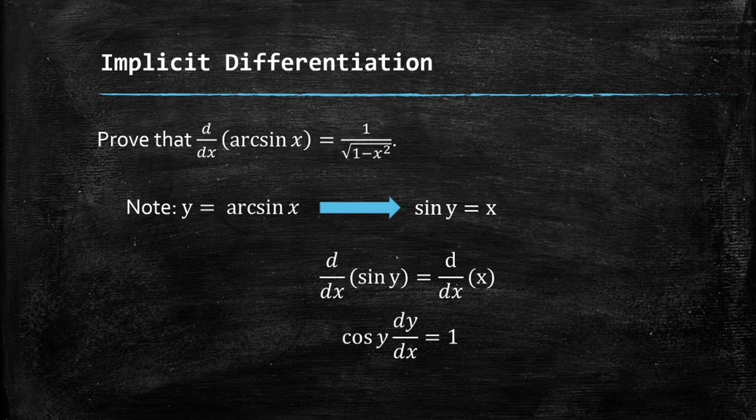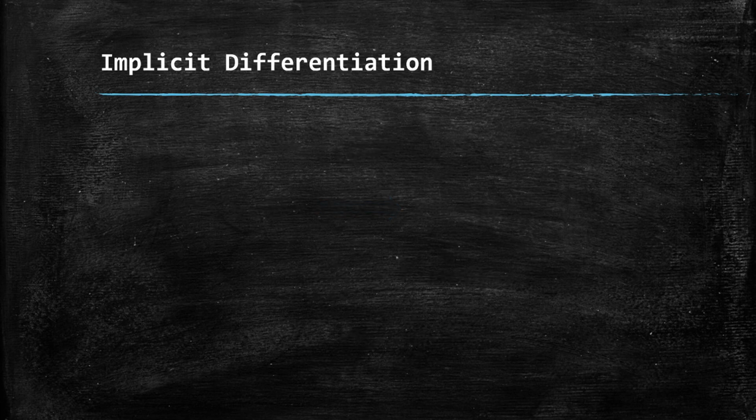So again, derivative of sine is just cosine. So we have cosine y, but take note the variable is y, and we're getting the derivative with respect to x, so there is actually dy dx because the variables are not the same. And then derivative of x with respect to x is just 1. Divide cos y on both sides, you will get dy dx equals 1 over cos y. So we have now our dy dx here.